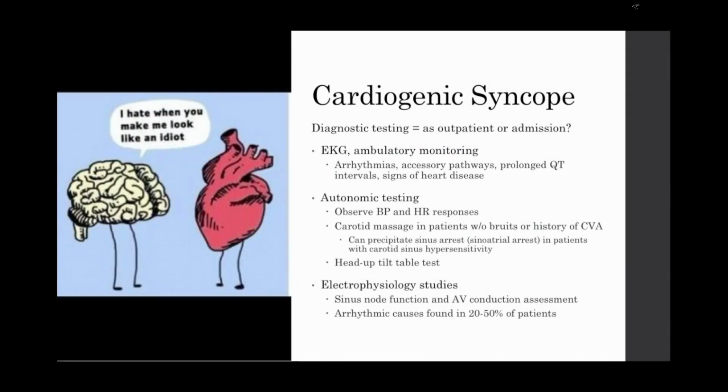Testing for cardiogenic syncope can be done mainly as an outpatient. They don't really need to be admitted for this stuff. And just monitor your rhythms. You can do some blood pressure and heart rate responses. EP studies are more if you're getting recurrent syncope, you're having issues with your heart rhythms, then they can do more things with that.